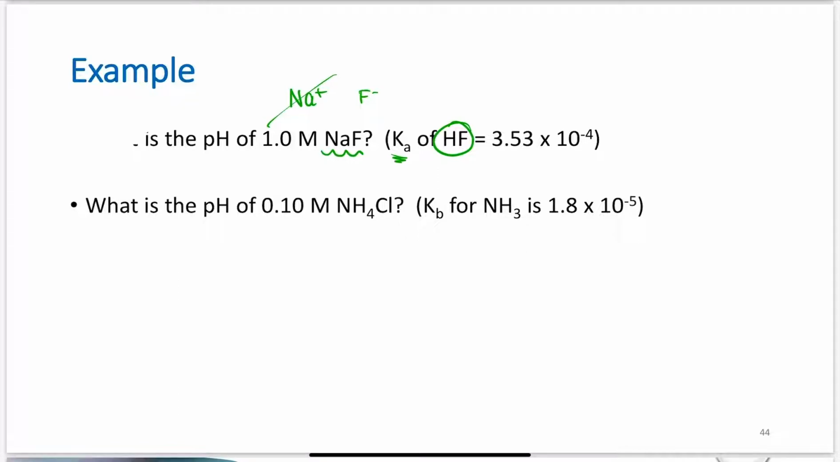That's a strong base, so I would ignore it. I also see HF here, though, and this is F minus. This is the conjugate. I know HF is an acid because it can donate a proton, so this is probably a base. I know this is giving me Ka, but this is a salt, so I probably need Kb. Those are the kinds of things that I think about that can help me get these problems correct.